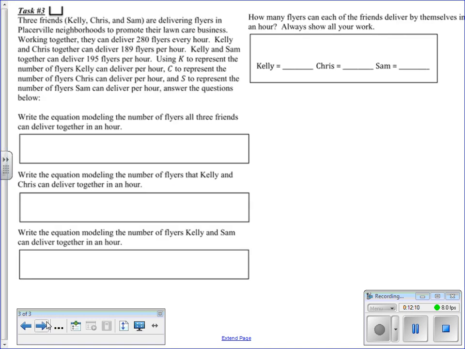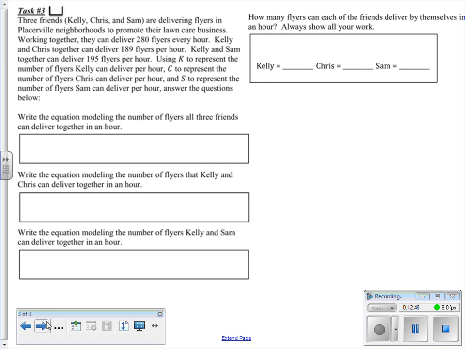Last one. Our 3 friends, Kelly, Chris, and Sam, once again delivering flyers. Kelly, Chris, and Sam are delivering flyers in Placerville neighborhoods to promote their lawn care business. Working together, they can deliver 280 flyers every hour. Kelly and Chris can deliver 189. Kelly and Sam, 195, using K to represent the number of flyers Kelly delivers, C for Chris, S for Sam. Answer the questions below. So K, C, and S are our 3 variables for Kelly, Chris, and Sam.